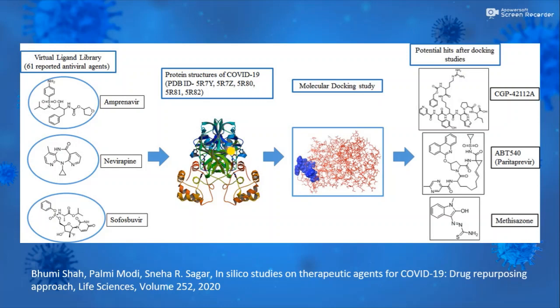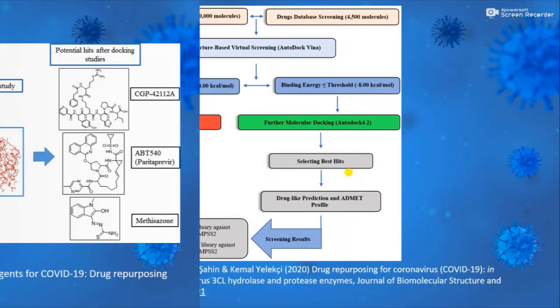In another work, the authors screened the ligand library for 61 reported antiviral agents, and then they found the crystal structure of the target proteins. They went for the docking and screened the most important hits. So which drugs can work usefully against the coronavirus?